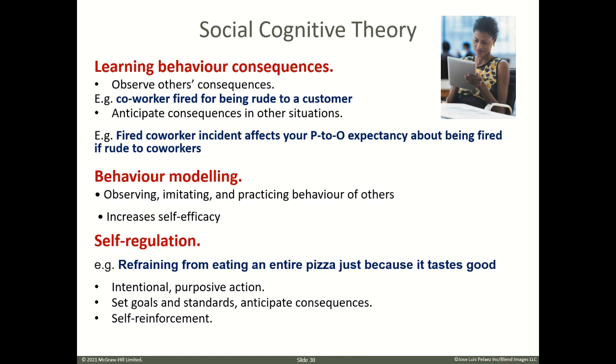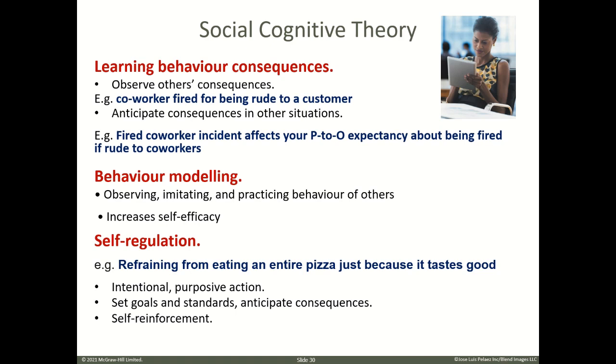For example, the fired co-worker incident affects your P2O, meaning your performance to outcome expectancy about being fired if rude to co-workers. That is something that will come to your mind: if this has happened before, it can happen with you as well. Behavior modeling says observing, imitating, and practicing behaviors of others. And in this case, it will definitely increase your self efficacy.